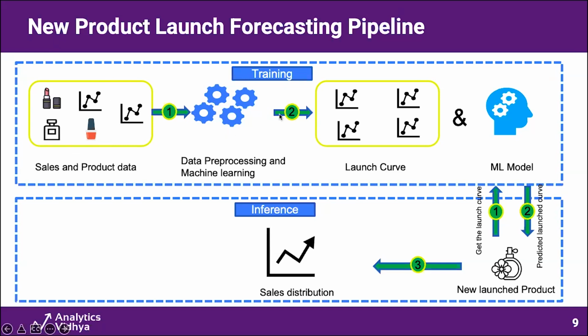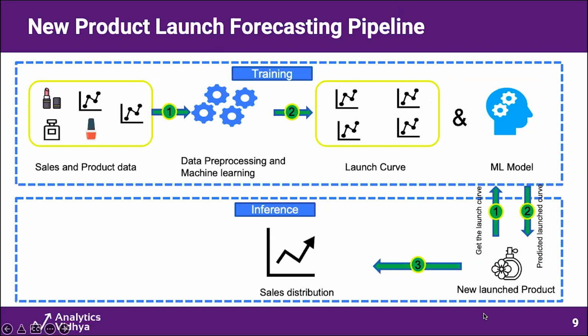So I have applied data pre-processing specific to this problem statement, as well as on the machine learning side. And once that is done, you are able to create a launch curve. Let's say I'm going with 4 launch curves. That means 4 clusters, right? 4 launch curves are there, and whatever models I have used to form this, that model is also there, right? So this is about the training pipeline.